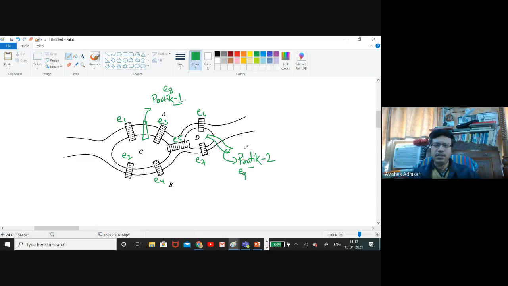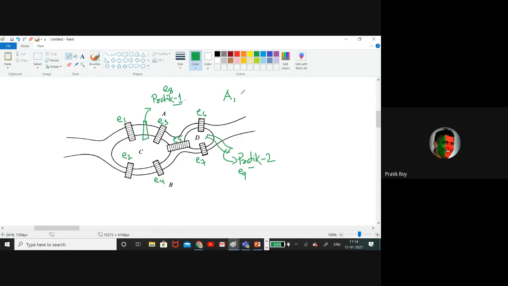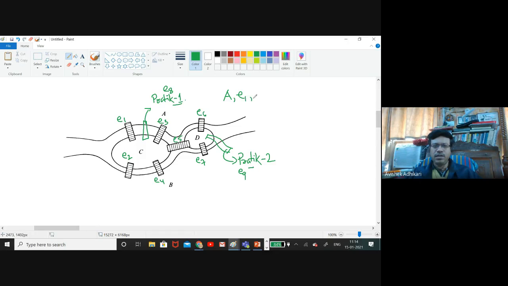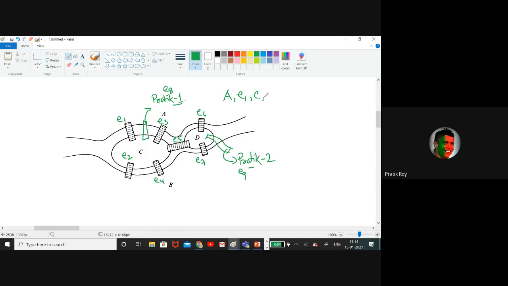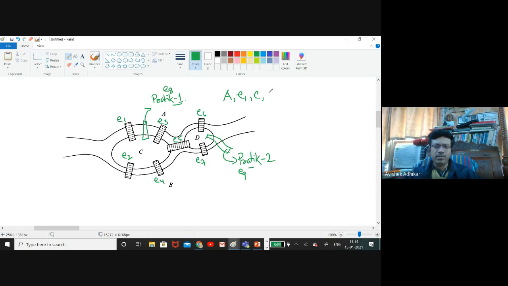Now, can you please tell me how to go? So start with A, then which bridge you take? Pratik, can you complete your E1, sir. E1? Okay, then you are in C. Yes. Then which bridge you want to take? It's already exhausted. Then you take E2, that means this bridge is also exhausted. Then you are in B.